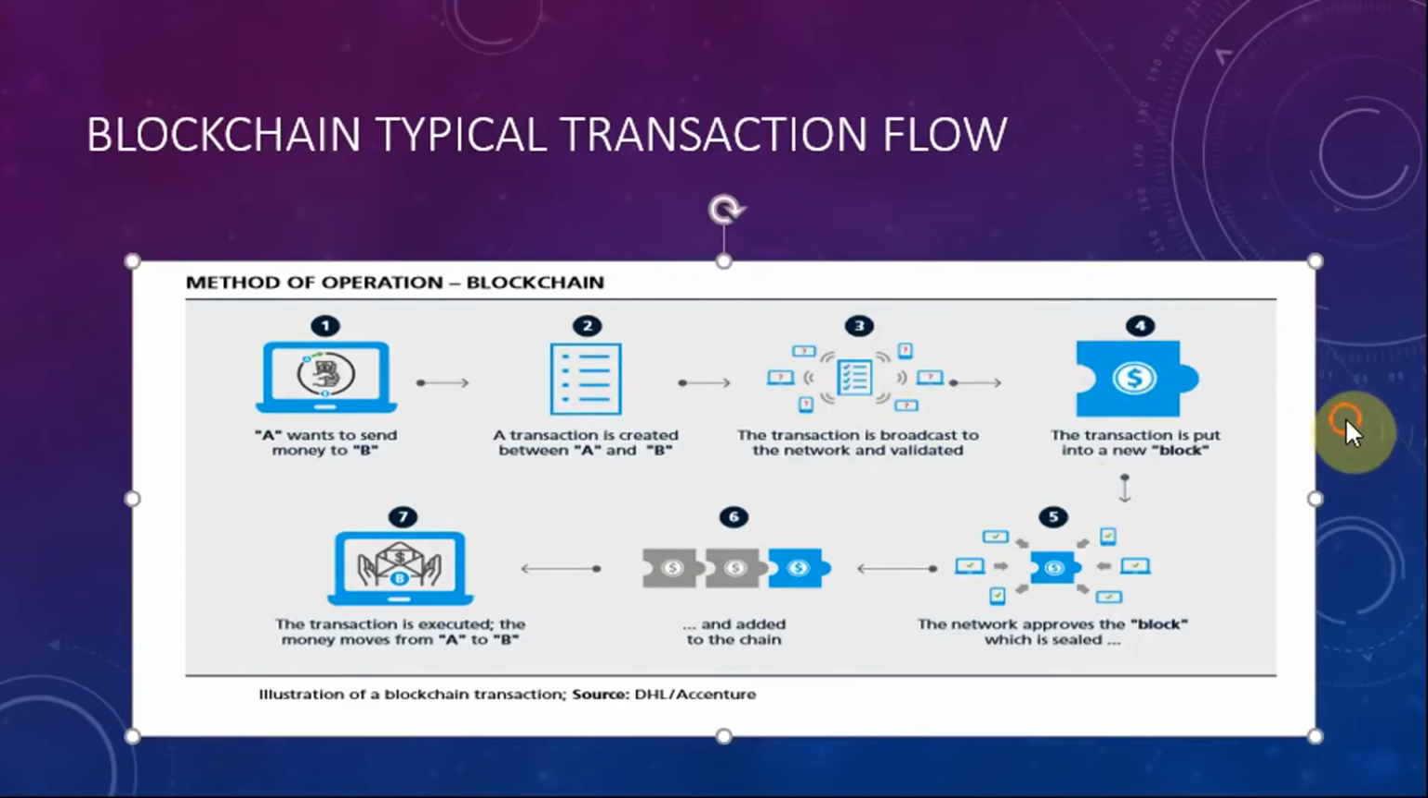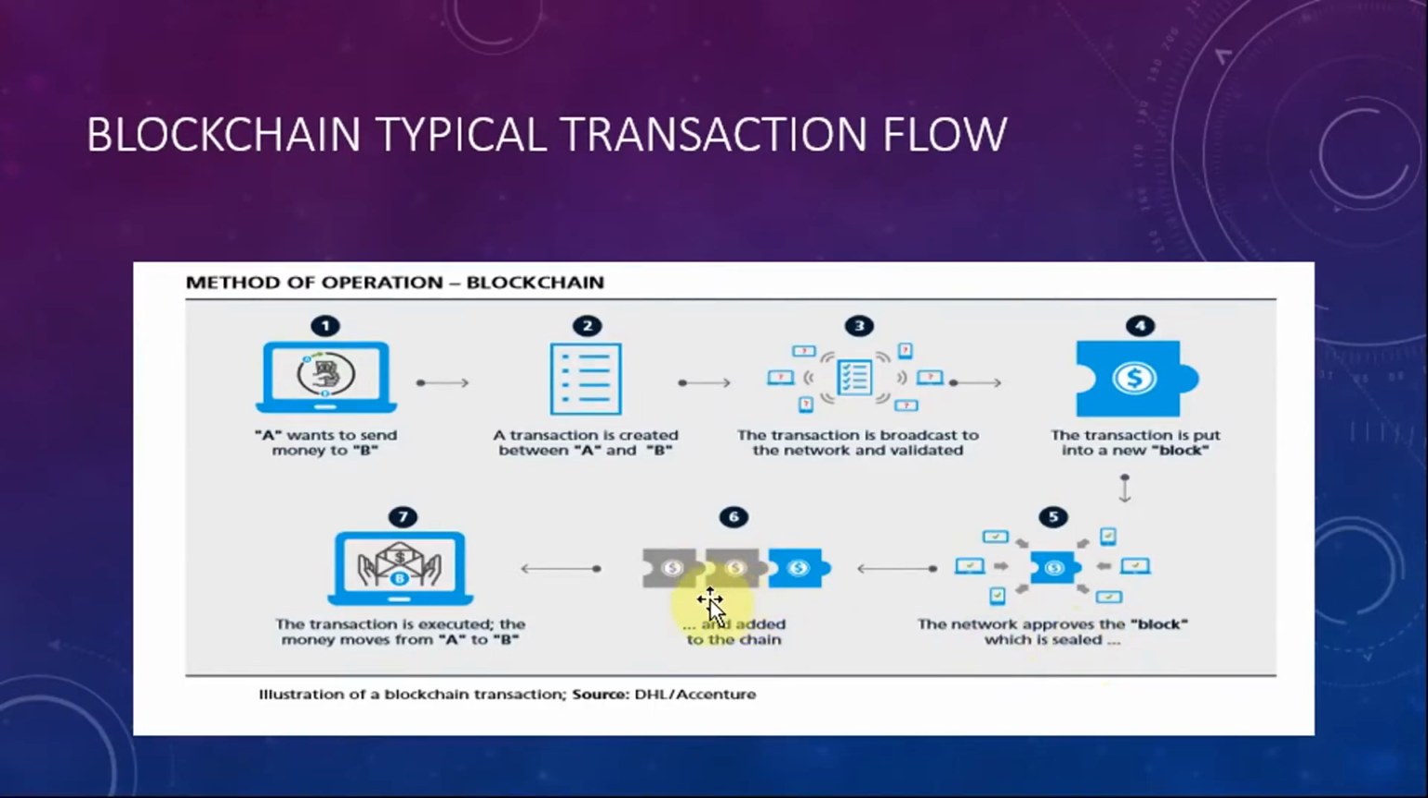Now once the transaction is put into a new block, the network approves the block. The whole network, all the computing nodes, approve the block, and then it is sealed. It's like a sealed contract. Yes, we all agree that this block is valid, so that contract is sealed. And once that block is sealed, it's then added to the chain.